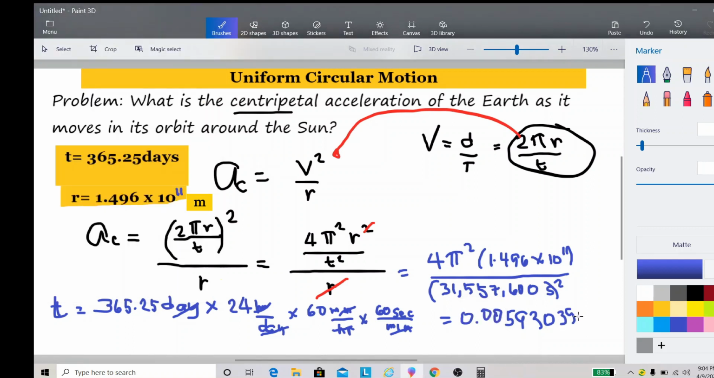593039. Meter per second squared. That will be squared. So 1, 2, 3, 5.93 times 10. So that is equivalent to 5.93 times 10 to the negative 3. Okay, so that will be it. This is our answer to this question.